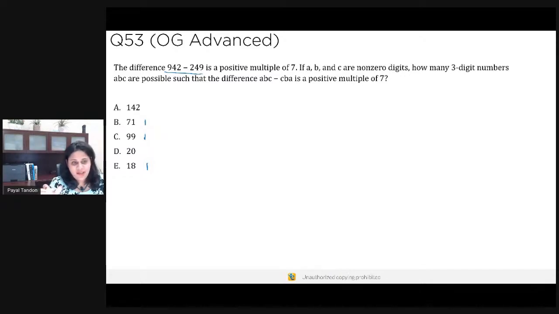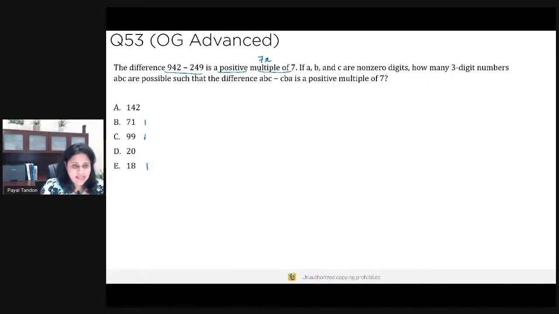And one thing that I would tell you is, in quant questions, don't do calculations right off the bat. Calculation should be the last thing that you do. Unless calculations are required for you to simplify, there is no need to do them. Postpone the calculations as much towards the later part of the session as you can. Now over here, just read what the statement is saying. The difference 942 minus 249 is a positive multiple of 7. So it's of the form 7x.